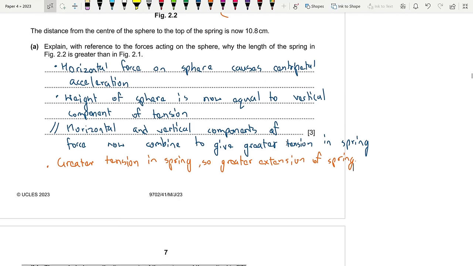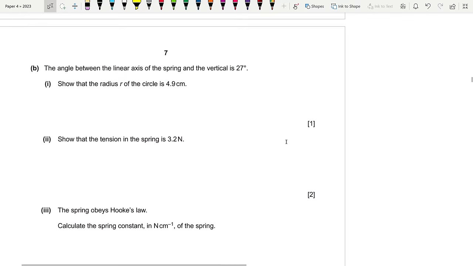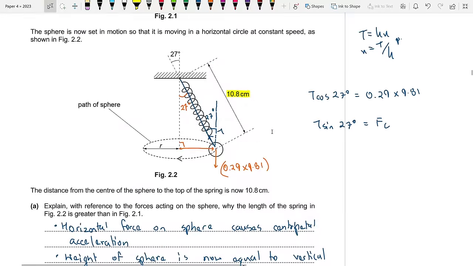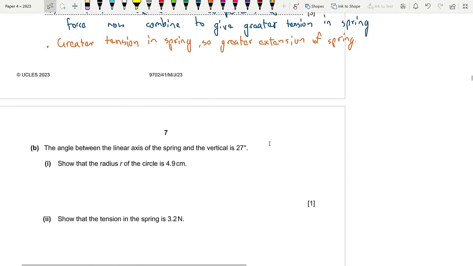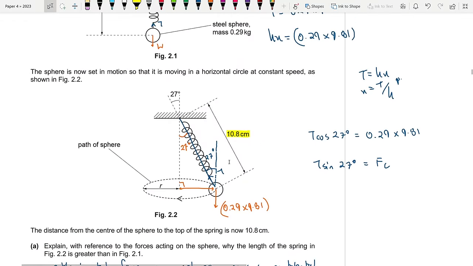Fine, let's move on to the next concept. The angle between the linear axis of the spring and the vertical is 27. Yeah, we already know that. Show that the radius r of the circle is 4.9. So this is just trigonometry, right?